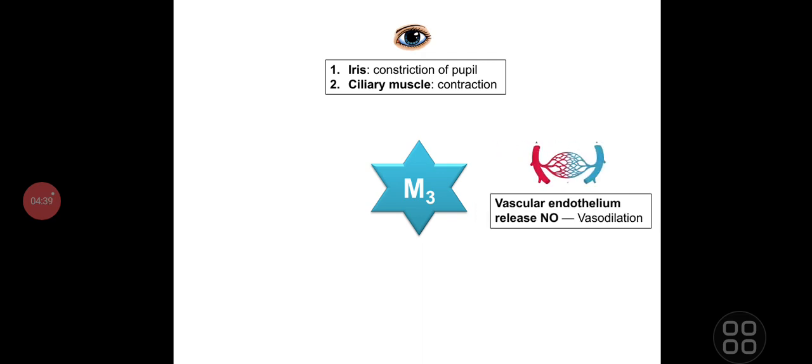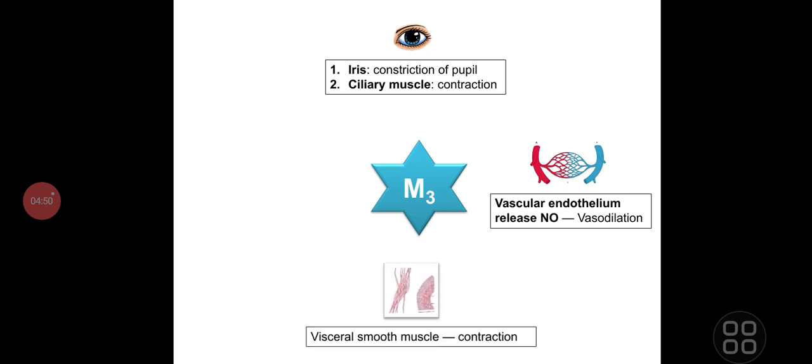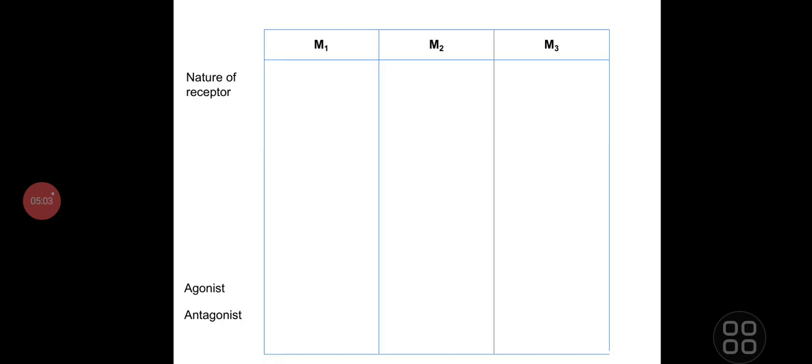M3 receptors. These are present in eye. In eye region, in iris, contraction of pupil takes place, and it also causes ciliary muscle contraction. It is also present in blood capillaries. After its stimulation, it releases nitric oxide, which causes vasodilation. It also presents in visceral smooth muscles along with M2, and it also shows contraction. In exocrine glands, it will result in secretion.